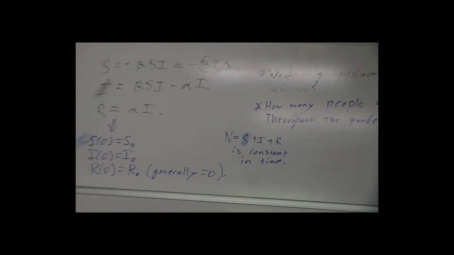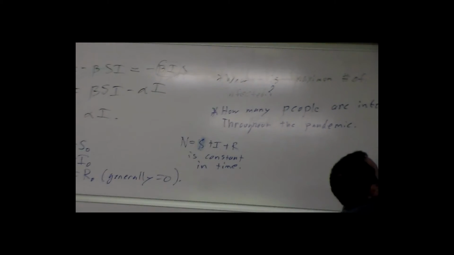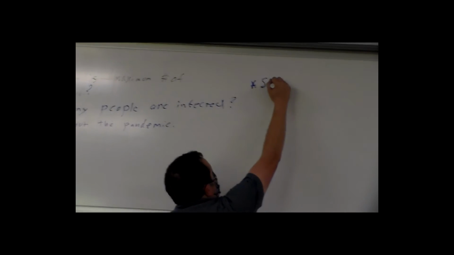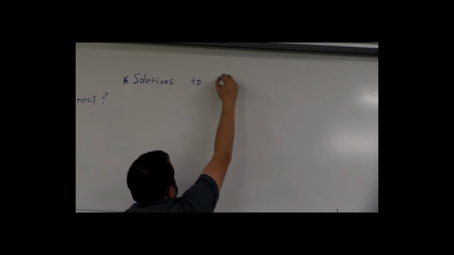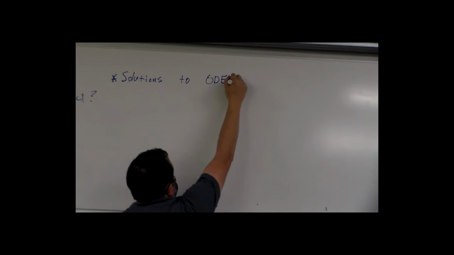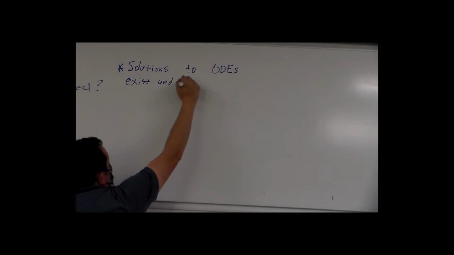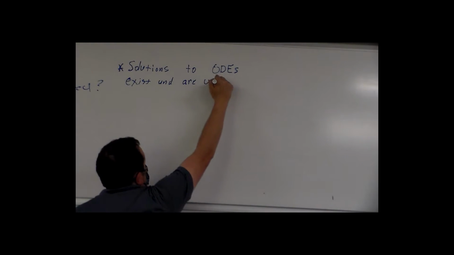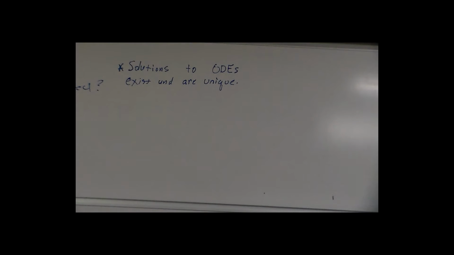All right, so this is the basic model. There's one property of differential equations that's going to be really important: solutions to ODEs exist and are unique. I'm being a little bit glib about the statement. Does anybody know what the true statement is?